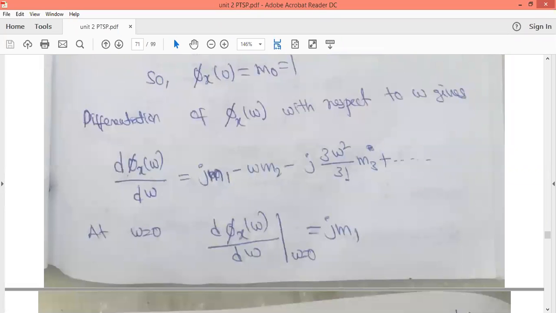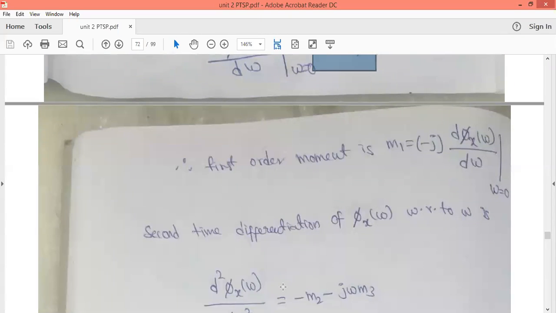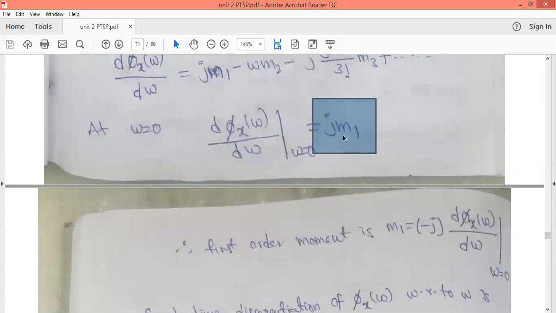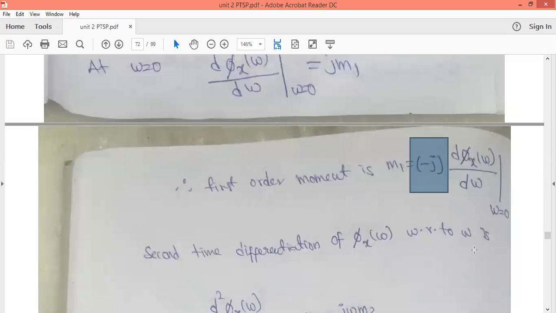Okay. Now substitute omega is equal to 0. If you substitute omega is equal to 0, we will be having j m1. Similarly, send this j to the other side. So we'll be having m1 equal to minus j d phi x of omega by d omega, substituting omega is equal to 0.